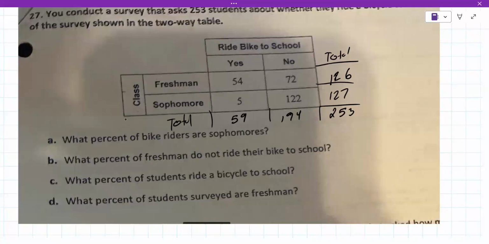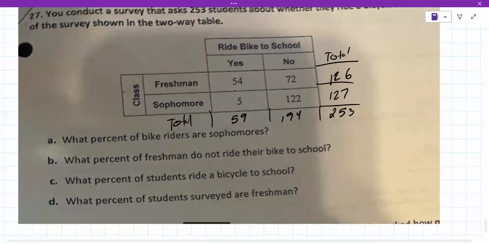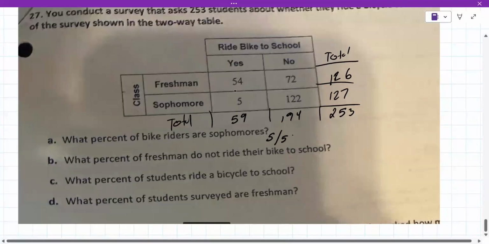It says, what percent of bike riders are sophomores? So that's all the sophomores out of the total. I'm sorry, hang on. I didn't realize what this is. They're saying what percent of bike riders? You're looking at people who ride bikes. Oh, so then it'd be of sophomores, which are 5 out of 59. Yes.